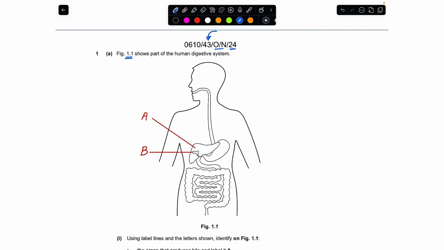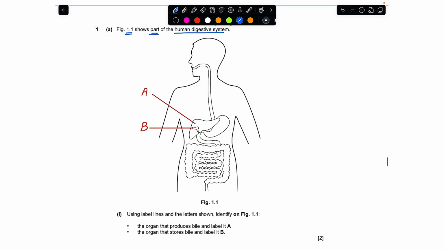They tell us that they gave you this figure 1.1, and this shows you the parts of the human digestive system. They want us to use the label lines and the letter to identify on this figure the organ that produces bile and label it as A. So we know that the bile is produced by the liver, so we would go from here and mark it as A. And the organ that stores the bile, label it as B. So here we have got the gallbladder, and this gallbladder is what would be storing the bile in it.